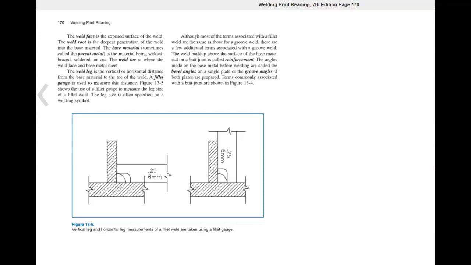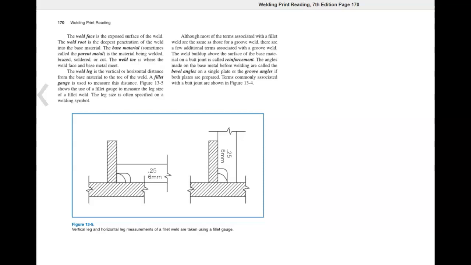Although most of the terms associated with a fillet weld are the same as those for a groove weld, there are a few additional terms associated with a groove weld. The weld buildup above the surface of the base material on a butt joint is called a reinforcement. The angles made on the base metal before welding are called the bevel angles if a single plate is prepared, or the groove angles if both plates are prepared.